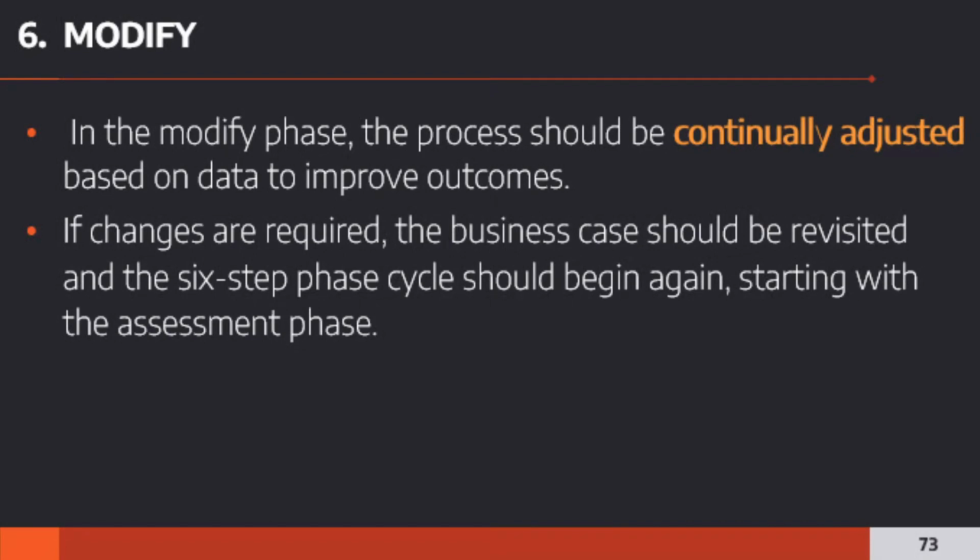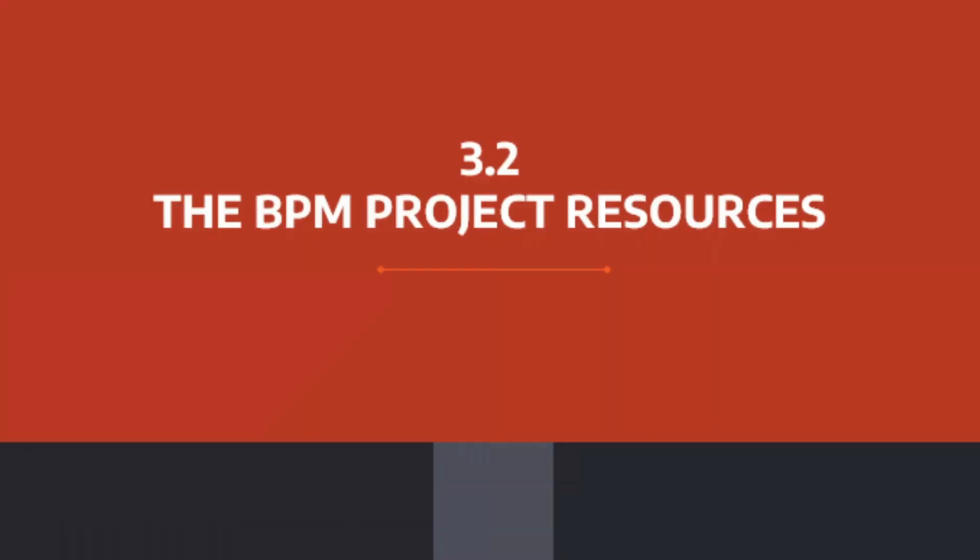So whatever needs to be modified can be modified. Whatever needs to be streamlined can be streamlined, so that you will have a continually evolving business process. Okay, so that is what BPM is all about. So that is how we go through the BPM cycle. Alright. Next, we're going to talk about the BPM project resources.